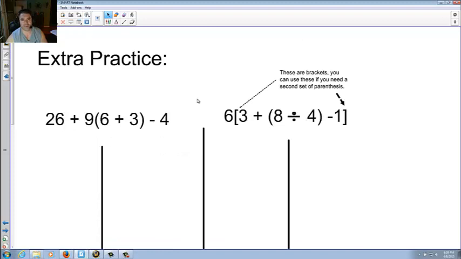And finally, some extra practice. These ones here you're going to see again, so you might as well do them. Remember that when you see brackets, that just means a second set of parentheses. They usually put brackets just to emphasize that it's an outside parenthesis.